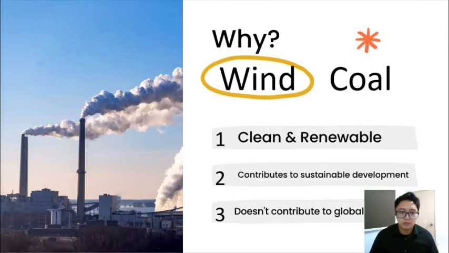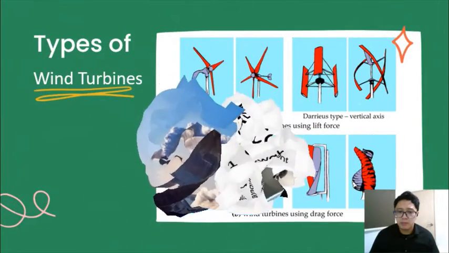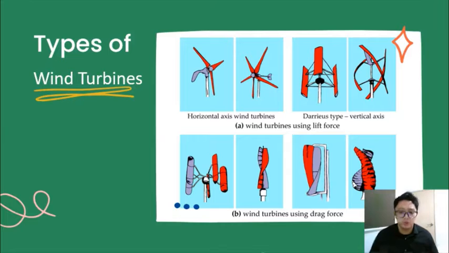Next, I'm going to be talking about the different types of wind turbine. There are different types of wind turbines. The conventional kind is the horizontal axis wind turbine, as shown in the top left. This is the conventional type of wind turbines you can see in wind farms where they have 3 or 5 blades and typically are in many numbers in wind farms, which need a lot of space.